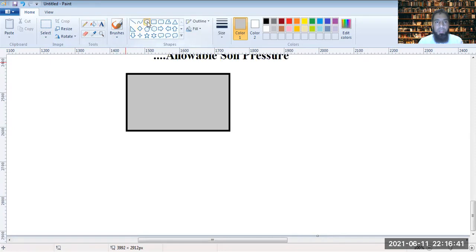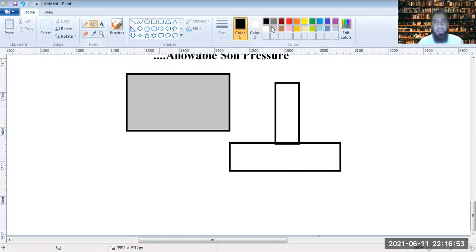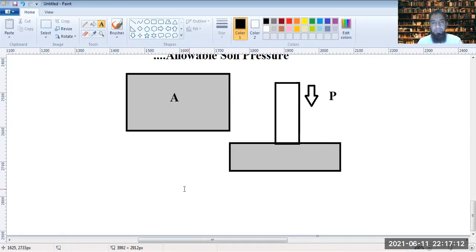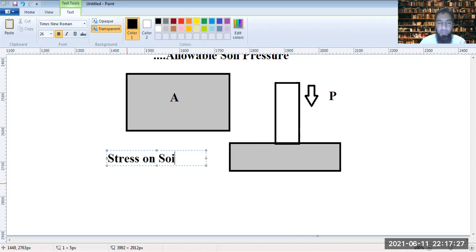So if there is a load P acting through the column onto the footing beneath it, and the area of the base of the footing is A, then the stress exerted on the top layer of the soil would be P by A. That would be the stress exerted onto the soil.